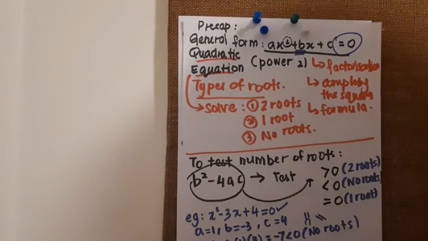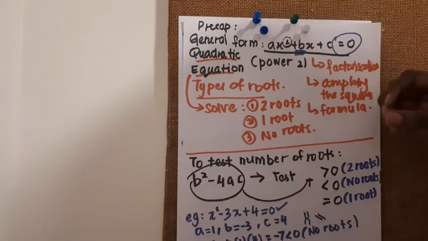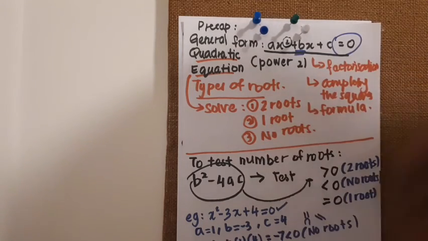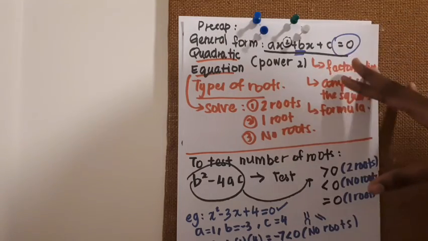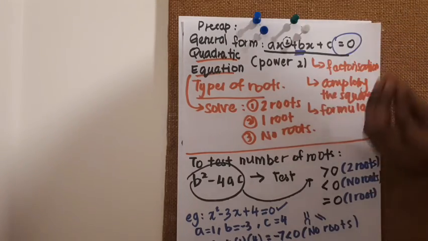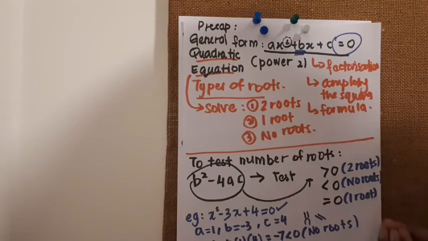And in chapter 3 we will look at how to show quadratic equations which have two roots, no roots, and one root in graph form.